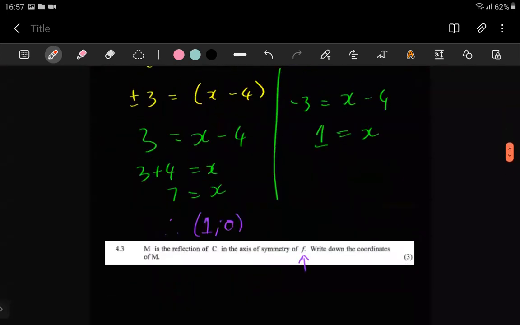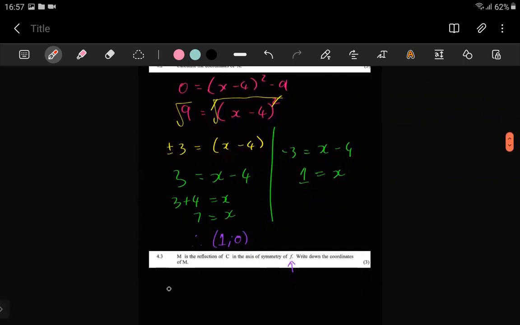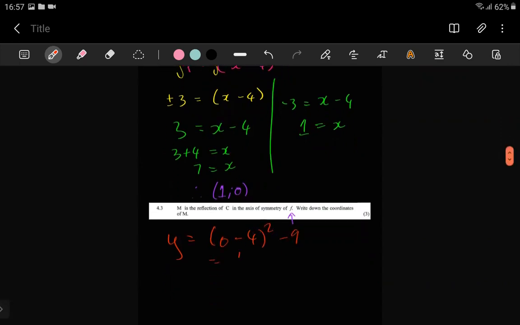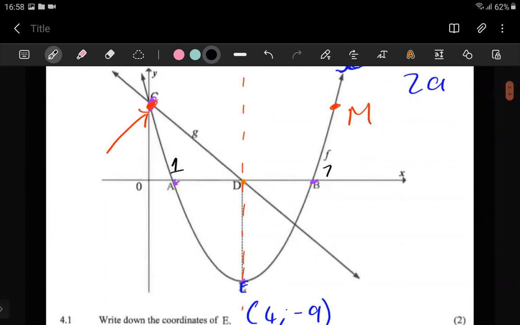To get C first, we said we need to make the x value 0. So here we're going to have y is equal to 0 minus 4 squared minus 9. This is -4 squared, which is 16. 16 minus 9 is 7. So we have y as 7 here. What is the coordinate of C then? 7 coordinate 0. Sorry, you're right, x first: 0 coordinate 7.